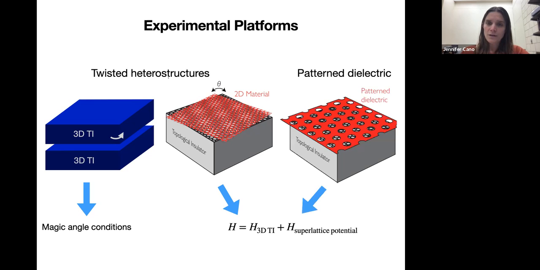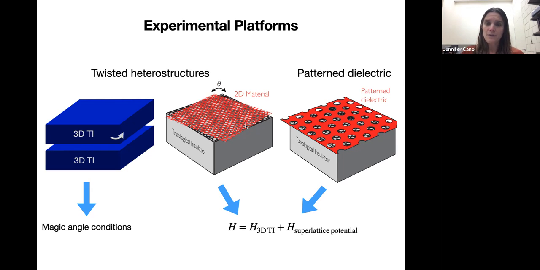But there's also a more direct way to do this, which is, instead of making a moire heterostructure, what if we just directly pattern a potential? In this right-hand picture, what I'm trying to show is we have our 3D topological insulator. On the surface, we have some 2D dielectric material, and we punch holes in a regular way in that dielectric material. Then if we put a gate on top, the field that the topological insulator sees from the gate will be spatially modulated according to the pattern in this dielectric material.